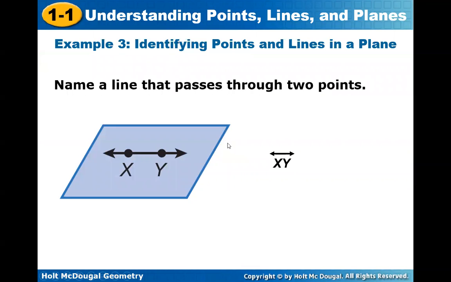All right, name a line that passes through 2 points. Well, I could say something like XY, right? I could put it on a plane, and that way I know that X and Y are not only collinear, they are also coplanar. They're lying on the plane, right?